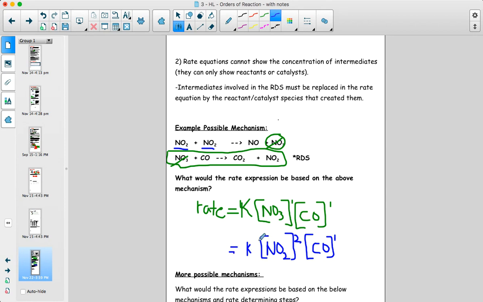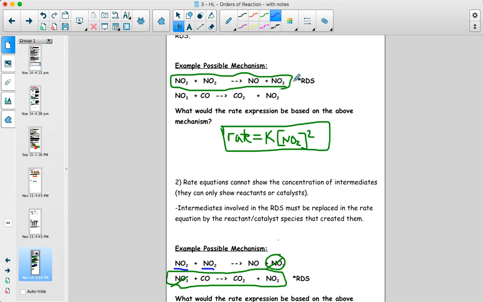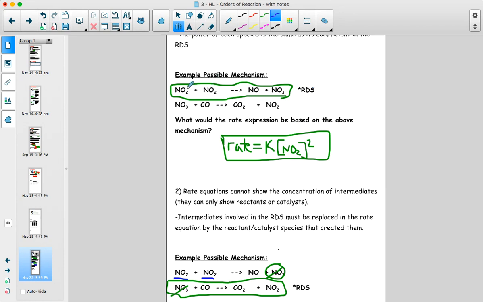K is the concentration of NO2 squared times the concentration of carbon monoxide to the first power. So depending on which step I label as the rate determining step, it has a major impact on what the rate equation looks like. If it's the first step, then you can just take those reactants, put them in brackets, and make sure the exponent matches how many times they're used in that step.